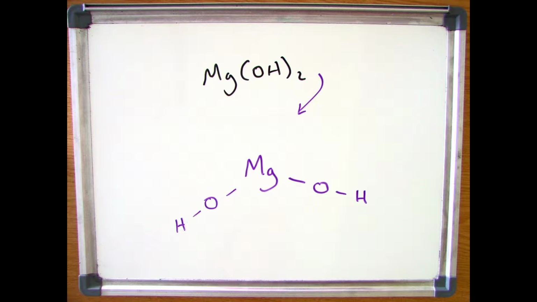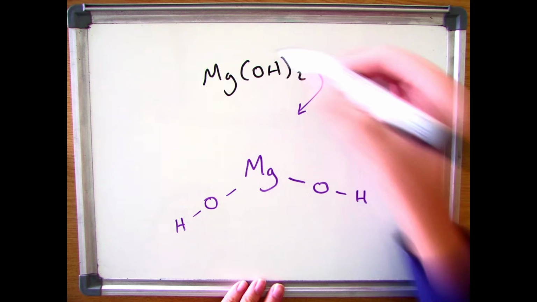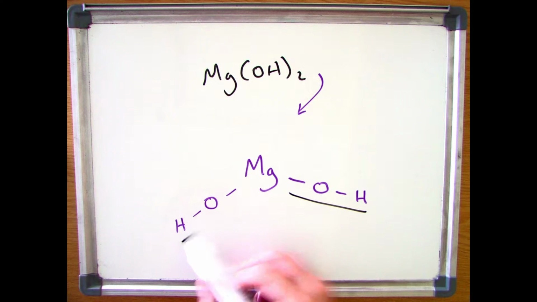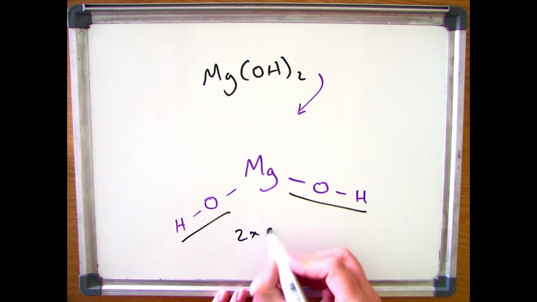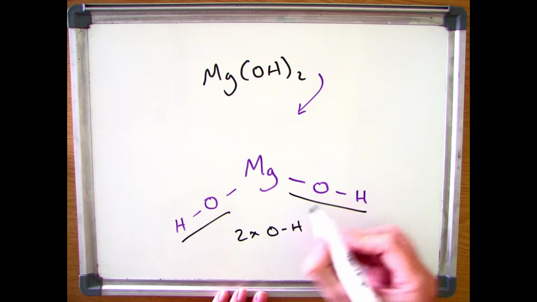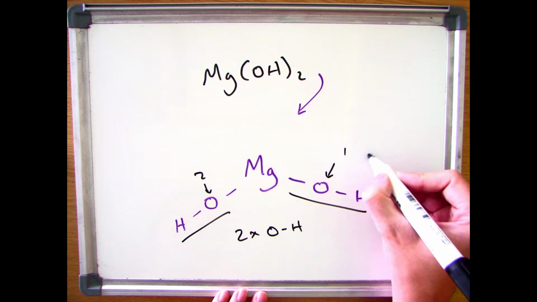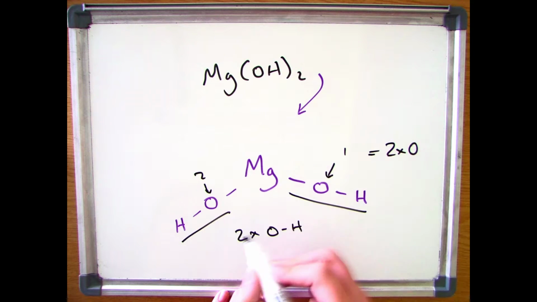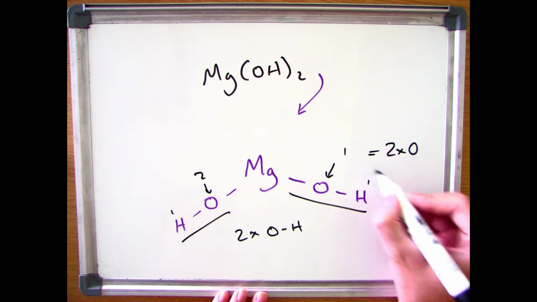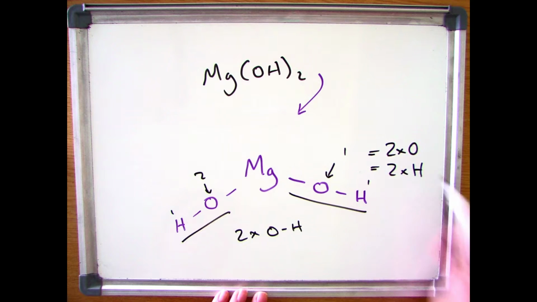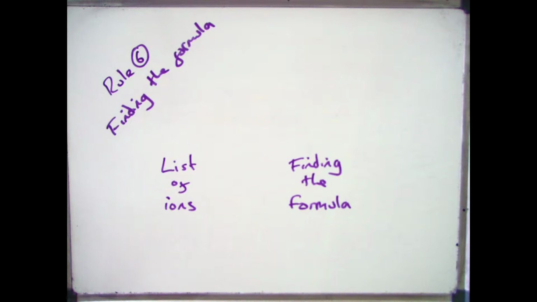Now the reason for that is because when I have Mg and then OH in brackets with a 2, it's showing me that I've got 2 lots of OH compound ions attached to that magnesium. So I've got an OH here, which is 1 oxygen and 1 hydrogen, and then I've got 2 lots of it. So as you can see here, I've got 2 oxygens and 2 hydrogens because I've doubled everything inside that bracket.